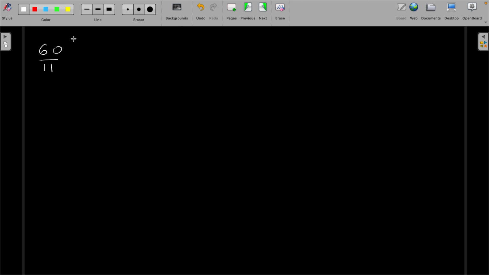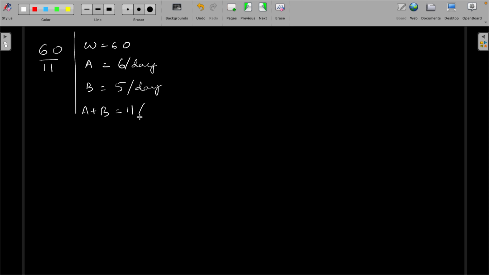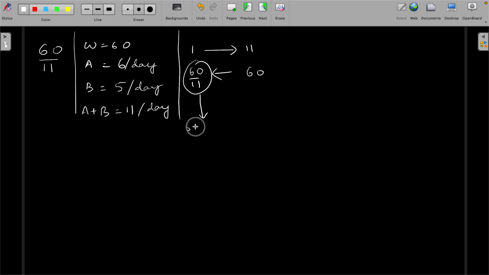How did we get this? Work done is 60 units. A's individual work is 6 units. B's individual work is 5 units. A plus B's work is 11 units per day. Now in one day the work done is 11 units. To complete 60 units of work, it will take 60 by 11 days. So this is nothing but the scheduled completion of work.